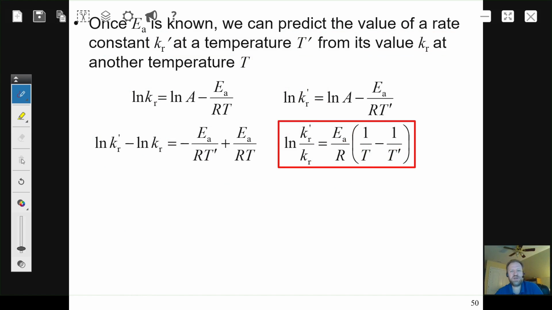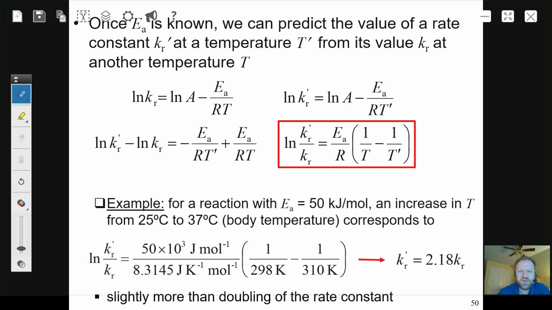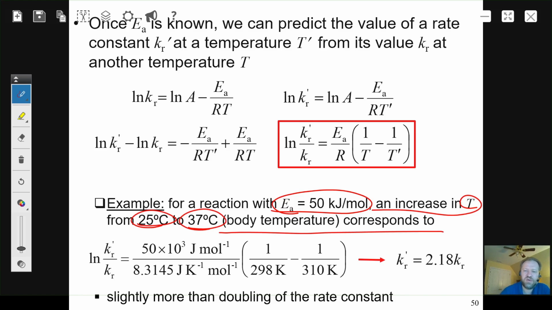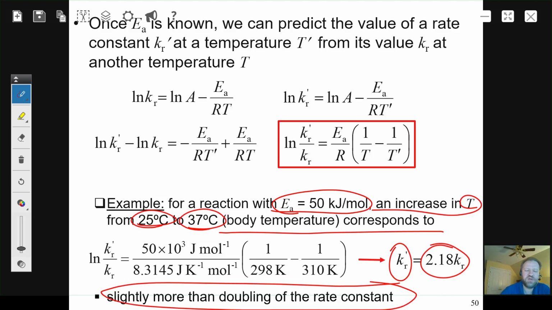Okay, so here's an example for a reaction with activation energy of 50 kilojoules per mole. An increase in temperature from 25 Celsius, which is conventional room temperature, to 37 degrees Celsius, which is body temperature, corresponds to an increase in rate constant by a factor of 2.2. So in this case, the increase in temperature of 12 degrees Celsius, or Kelvin, basically slightly more than doubles the rate constant.